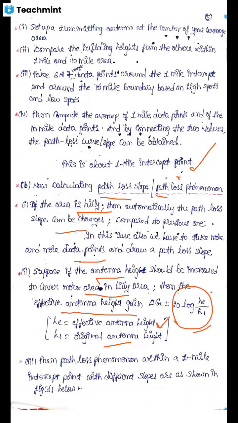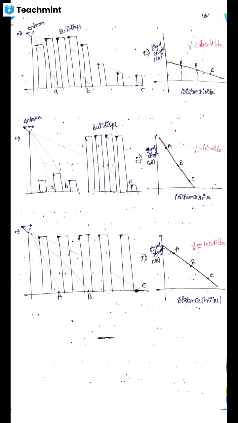Now again, after getting the standard condition and applying the correction factors, I will draw the path loss curve by taking the high spot areas and low spot areas. Now the path loss phenomena with a 1 mile intercept point with the different slopes is shown in the figure. Here I will consider three cases. Three cases mean three areas. For example, in these three areas, how do I get the path loss curve?